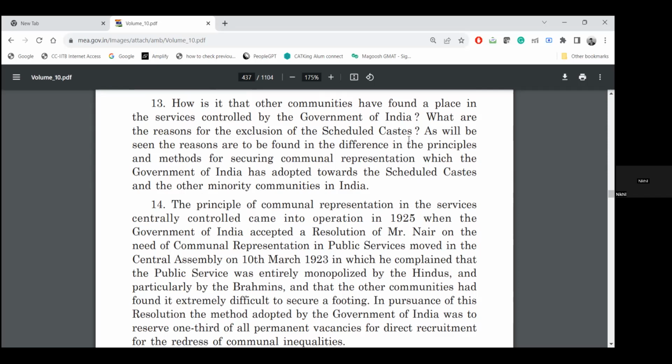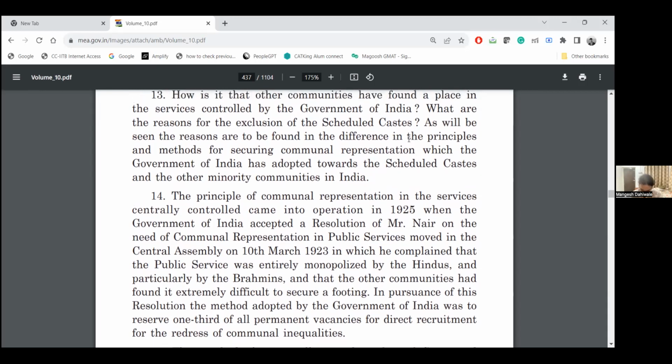The principle of communal representation in the services centrally controlled came into operation in 1925 when the government of India accepted a resolution of Mr. Nair on the need of communal representation in public services, moved in the Central Assembly on 10th March 1923, in which he complained that the public service was entirely monopolized by the Hindus and particularly by the Brahmins, and that the other communities had found it extremely difficult to secure a footing. In pursuance of this resolution, the method adopted by the Government of India was to reserve one-third of all permanent vacancies for direct recruitment for the redress of communal inequalities.